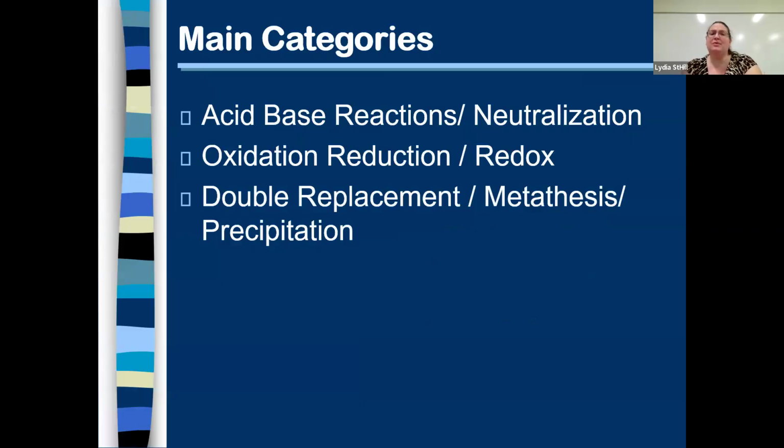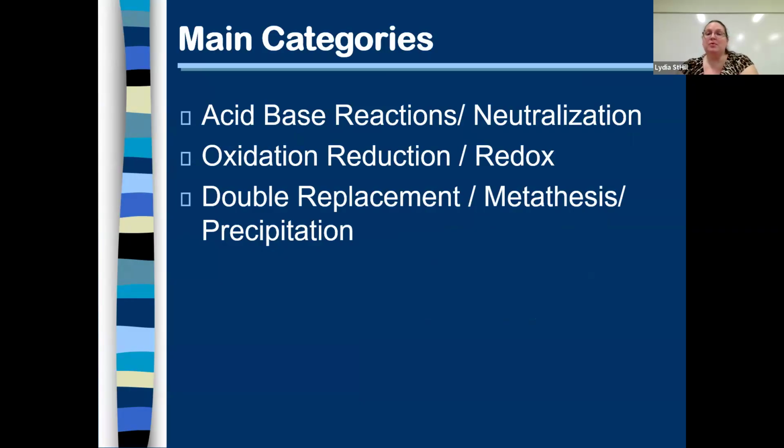So the three main categories that we look at are called acid-base reactions, also known as neutralization. We have oxidation redox, or redox for short. So oxidation reduction and redox are the largest category. Most of the chemical reactions that we deal with do happen to fall into this category. So we do have to be more cognizant of what this is.